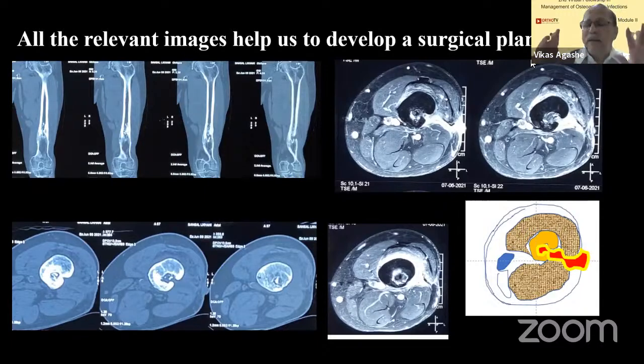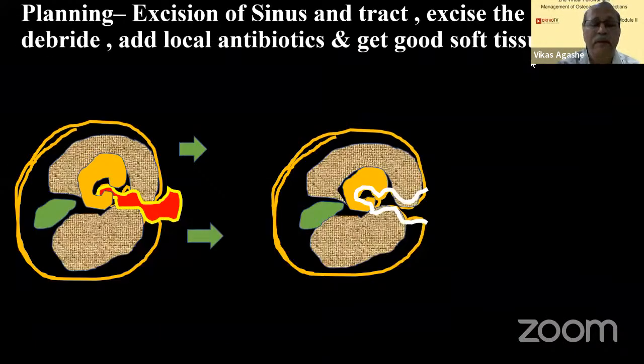So after thinking about it and after studying these images, we develop a surgical plan. It is best to draw a picture like this. And what is our plan? You can see these are the lateral side muscles. That's the cloaca, which is communicating with the infective tissue inside. Next, please. So what is our planning?